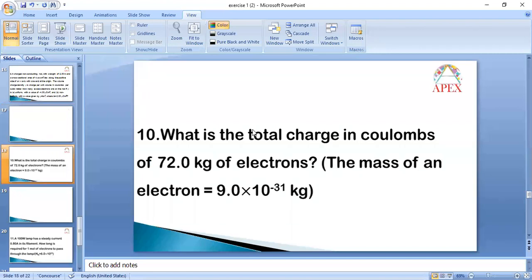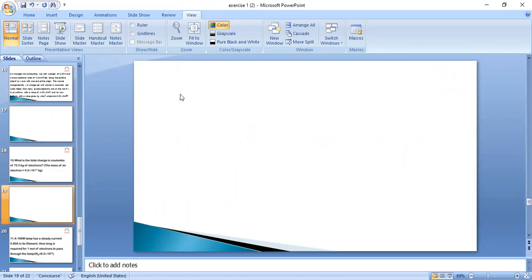Now, question number 10. What is the total charge in coulombs of 72 kg of electrons? If the total mass of electrons is 72 kg, and of course the mass of each electron we know, then what is the total charge they are asking? Okay. First of all, you have to calculate how many number of electrons.